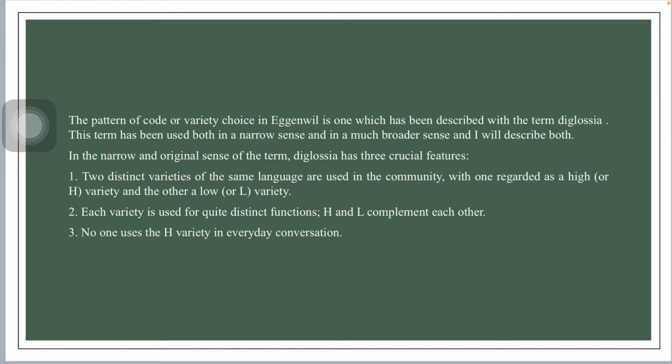We can see this term has been used both in a narrow sense and in a much broader sense, and I will describe both. The narrow and original sense of the term diglossia has three crucial features. The first one is two distinct varieties of the same language are used in the community, with one regarded as a high or H variety and the other a low or L variety. Second, each variety is used for quite distinct functions. H and L complement each other. And third, no one uses the H variety in everyday conversation.